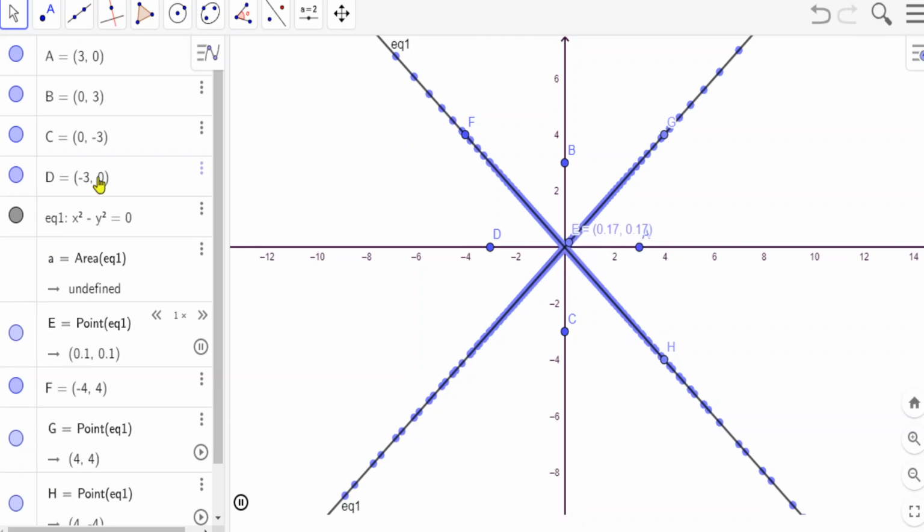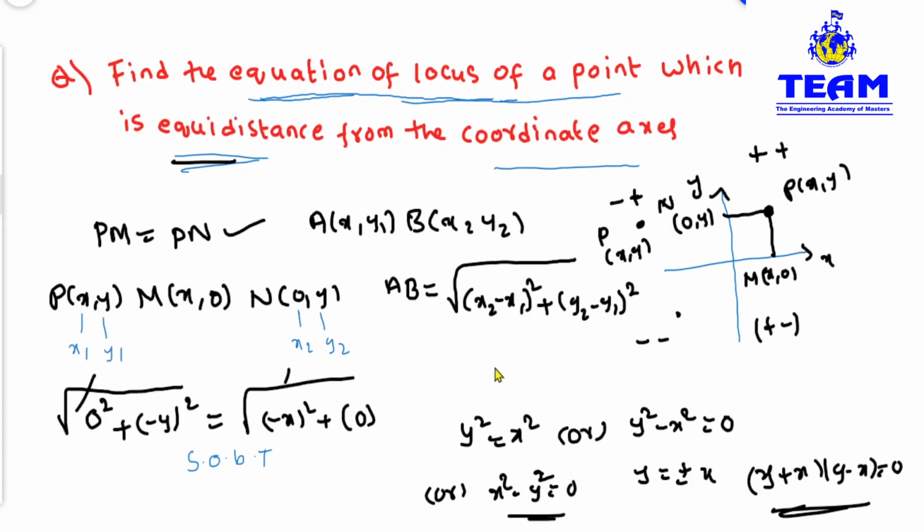from the coordinate axes is x square minus y square equal to 0, or simply y square is equal to x square, or else y is equal to plus or minus x, or y square minus x square is equal to 0.